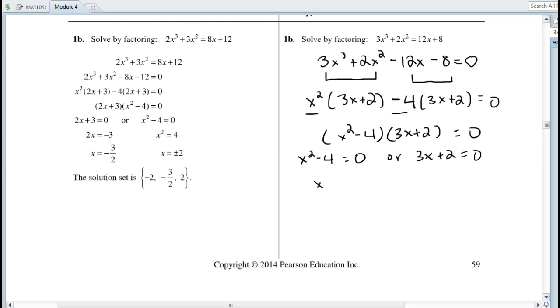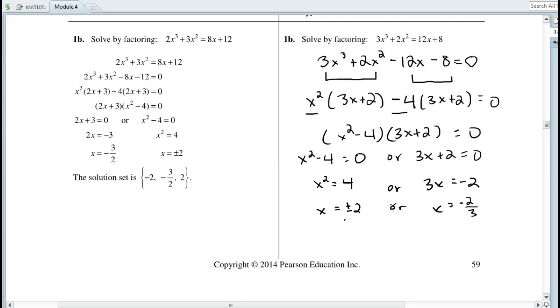So the first one will turn out to be x equals plus or minus 2 using the square root principle. And the second one is just one more step, move the 2 to the other side, so 3x equals negative 2. So divide by 3 now, and we get x equals negative 2 over 3.